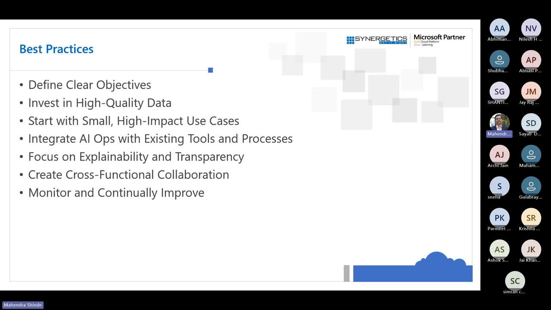Integrate AIOps with existing tools and processes. You don't have to reinvent the wheel. There is a possibility that you might already be using an operation management tool, let's say something like Dynatrace, which already has AI built into it. You don't have to build a new tool or invest in a new one. There are chances that you can integrate your existing tools and processes with AI.